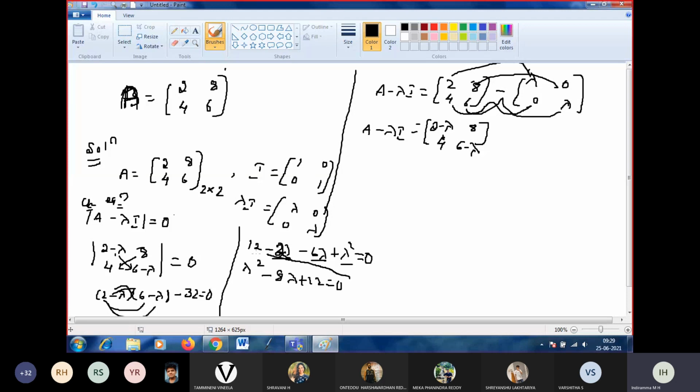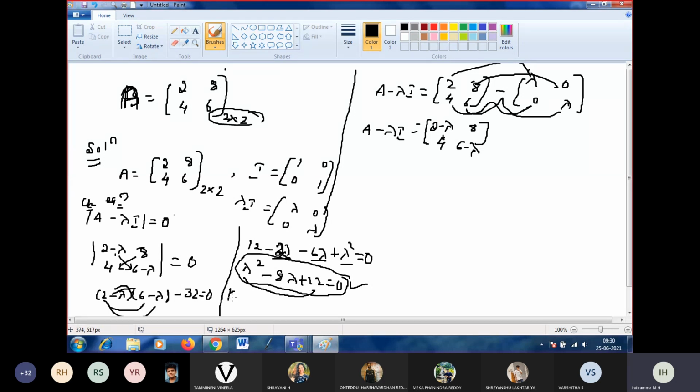As I told you earlier, if you have a second order matrix, you will get a quadratic equation. If you have a third order matrix, you will get a third order equation. Now we have to find the roots of this equation. Is it possible to factorize?